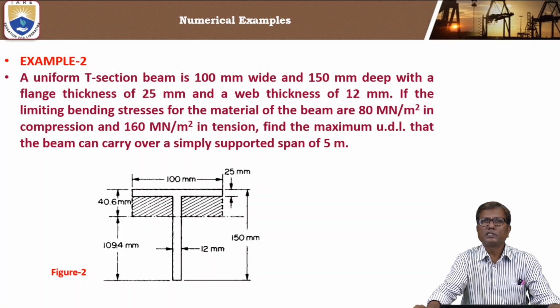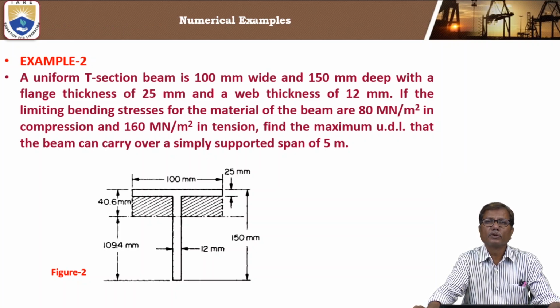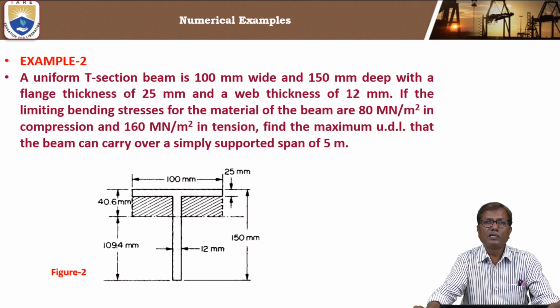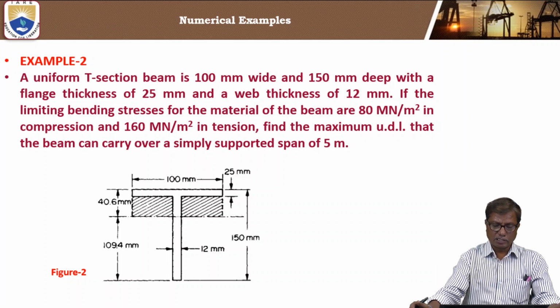Now let us consider one unsymmetric section also. The I section what you have seen is symmetric, in which the bending stress will be same at the bottommost or topmost fibers, and maximum distance also is same, bottommost and topmost fibers from neutral axis. But here in unsymmetric sections such as T section given in the problem, the neutral axis does not lie at mid height.